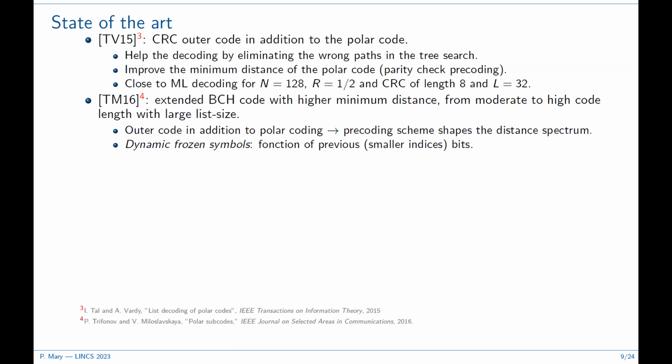Trifonov and Miloslavskaya proposed their polar subcodes in 2016, which use an extended BCH code that generalizes the principle of outer code. So with the inner code, we have an outer code that is precoding. So it shapes the distance spectrum of the polar code. This is the idea of the precoding scheme. And they introduced a really interesting concept: dynamic frozen symbols.